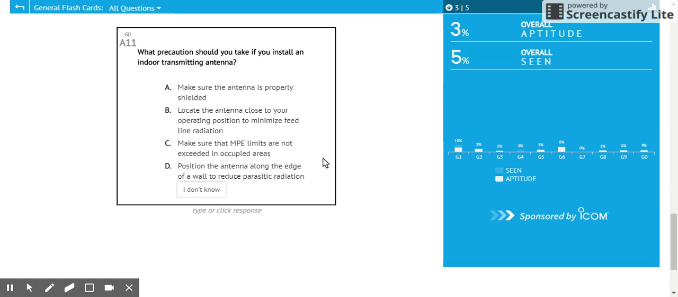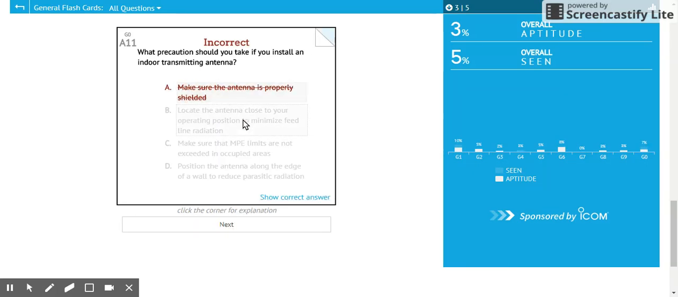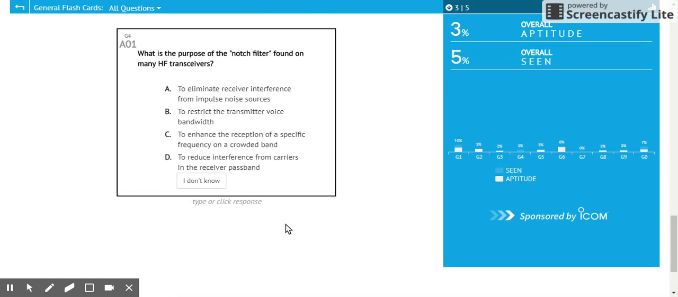I was way off. What precaution should you take if you install an indoor transmitting antenna? Question G0A11. Well, I would say it's A. No! It is C. Damn. I'm not so good at these.